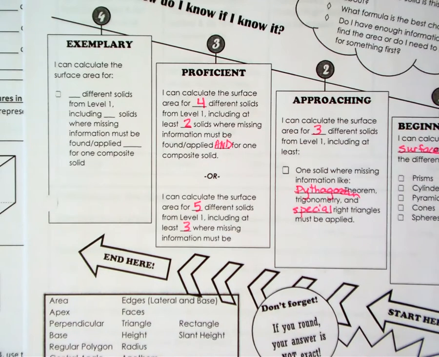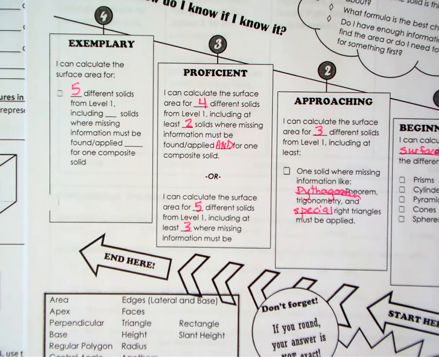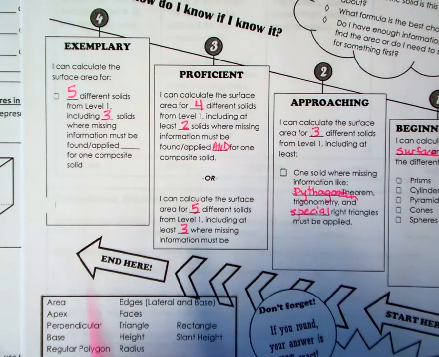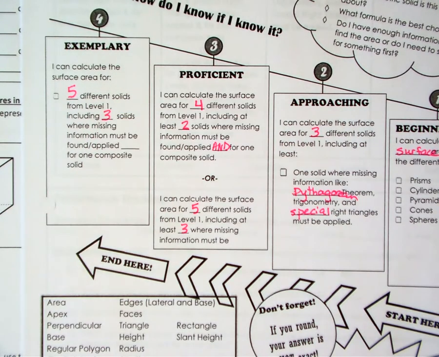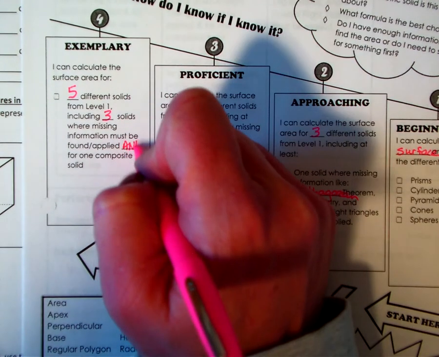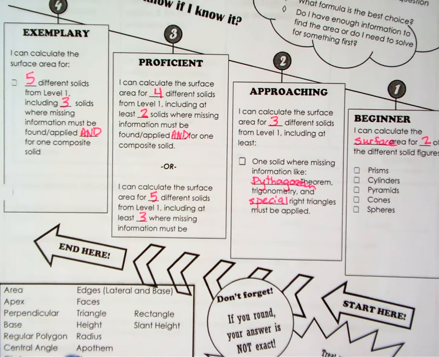And then to get to your level 4, you can calculate the surface area for all 5 of the different solids from level 1, including 3 solids where missing information must be found or applied, and for 1 composite solid. Okay, so that is your scale.